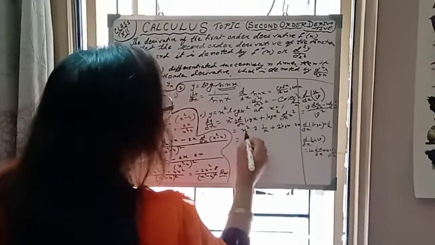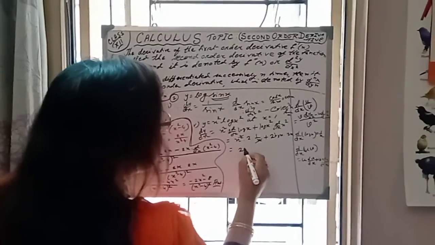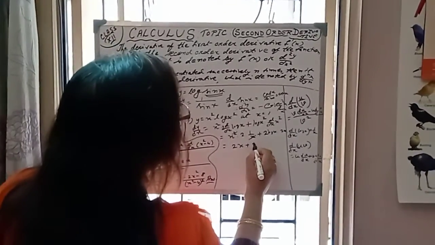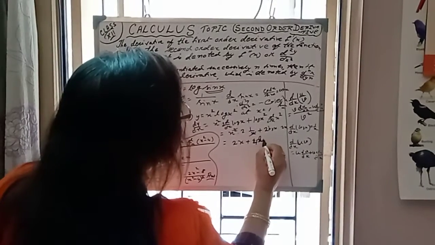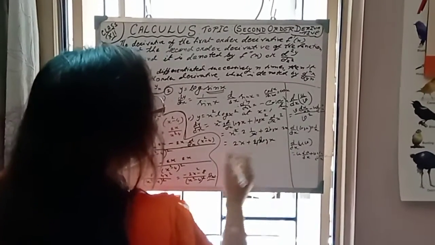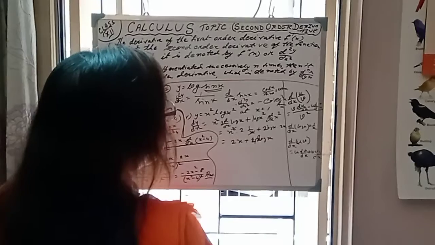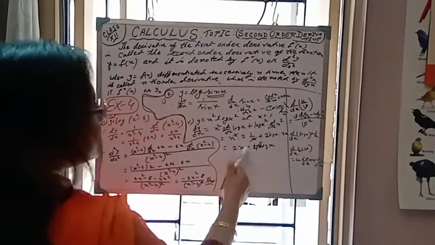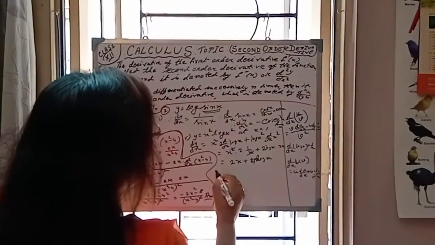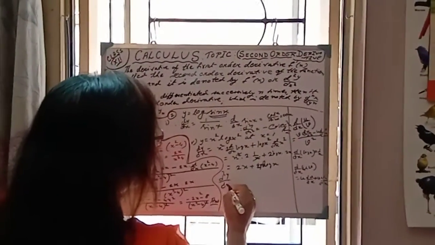So what we will write? x square, and this x cancels, so it is coming 2x plus 2 2s are 4, 4 log x, 2x plus 4x log x. So dy/dx is 2x plus 4x log x. Now again d2y/dx2.